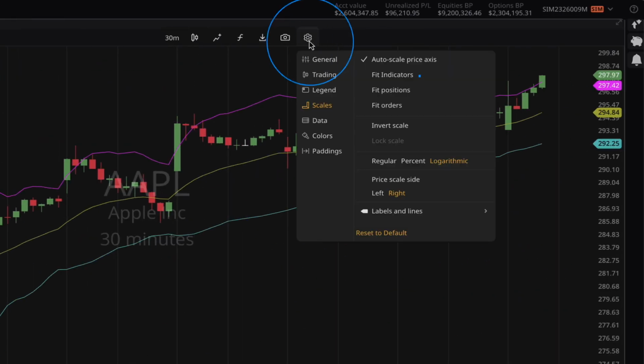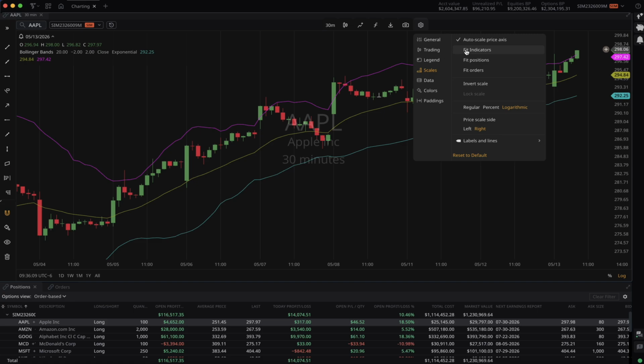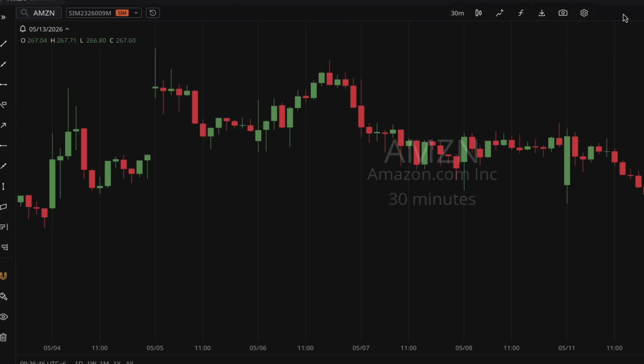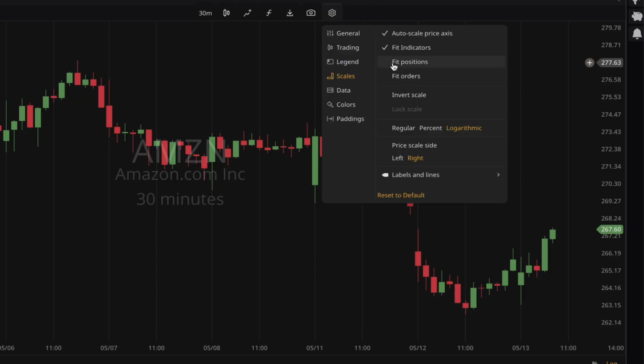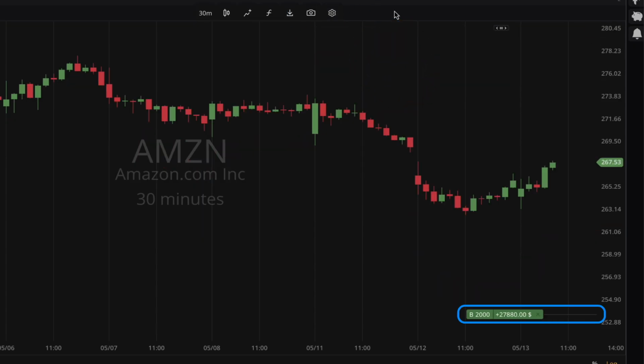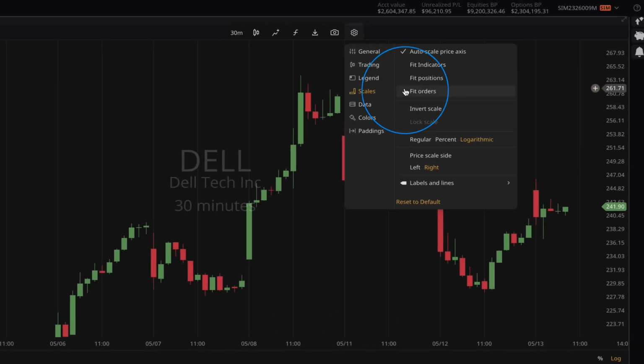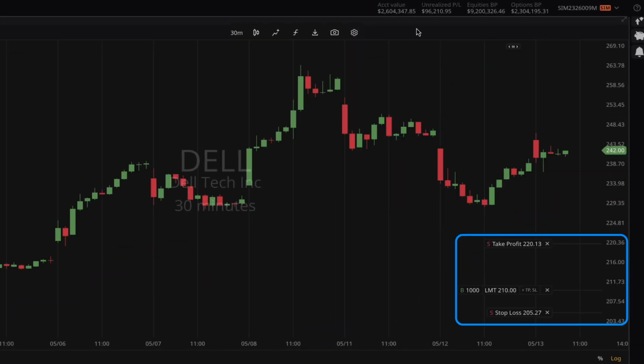Fit indicators, fit positions, and fit orders give you more control over what the scale adjusts to accommodate. Fit indicators ensures your indicator values stay visible on screen even when they plot outside the current price range. Useful when you have an overlay indicator that moves independently of price. Fit positions keeps your open position levels visible on the chart even if price has moved away from your entry. Fit orders does the same for any working orders you have on the chart, so your stops and targets don't scroll off screen when price moves.